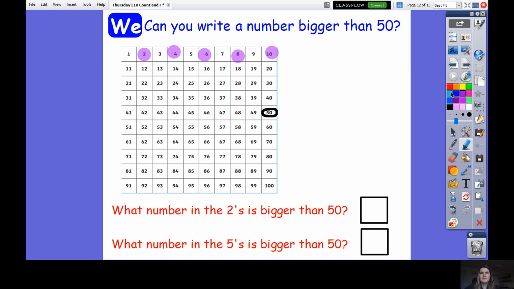And what could I do with my 5s? I could find my first 2 5s. What are my first 2 5s? 5, 10. Okay. You're going to put me on pause. Any number in your 2s bigger than 50 and any number in your 5s bigger than 50. Okay, I'm going to give you 1 minute. Put me on pause. Writing down your number now.